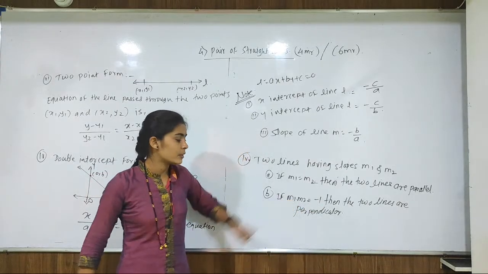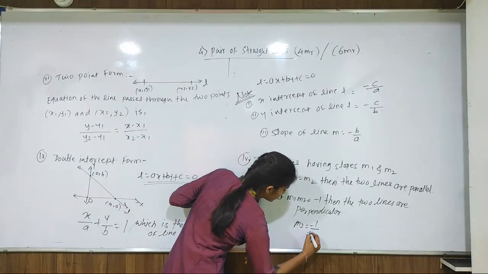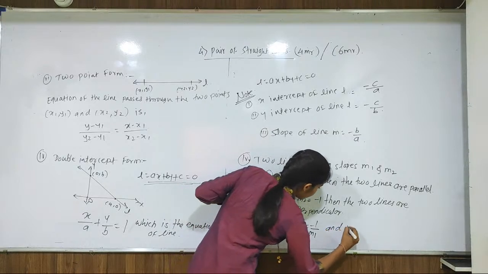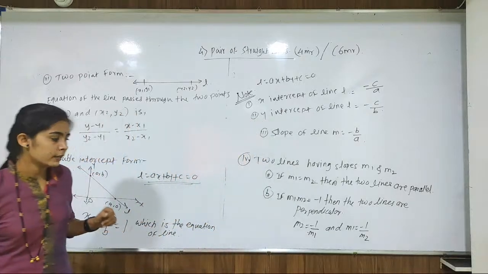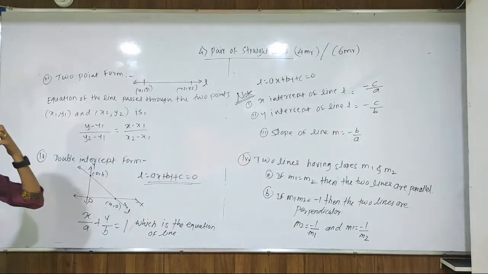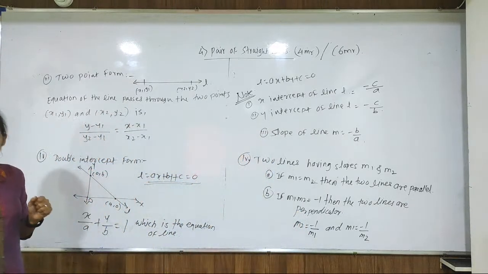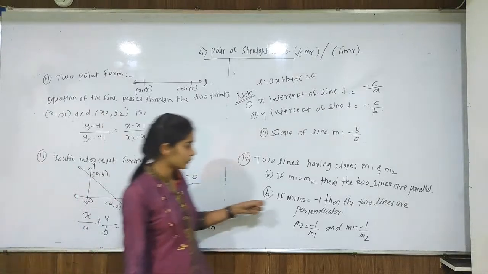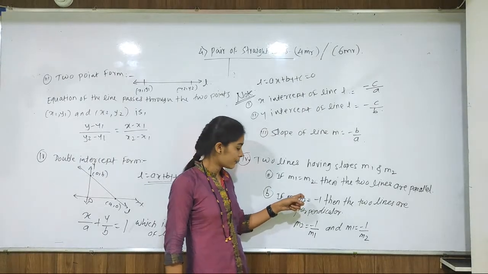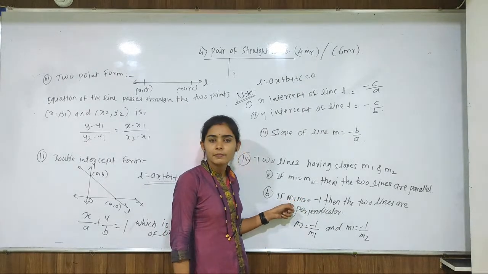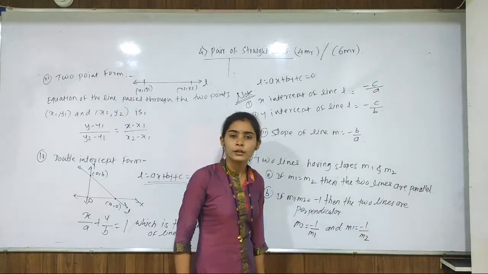If we know the value of m1, then we can find the value of m2. m2 is equal to -1 upon m1, and m1 is equal to -1 upon m2. If we have the value of either one, if we have the value of m1 we can find the value of m2, and if we have the value of m2 we can find the value of m1.